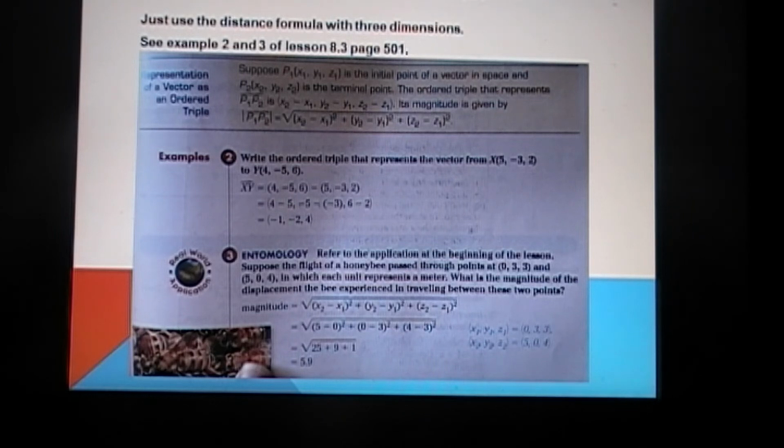You will see that done in example 2. Then you find the magnitude by doing the distance formula. You will take this -1 squared plus the -2 squared plus the 4 squared because we just found the differences. Let's look at an example.